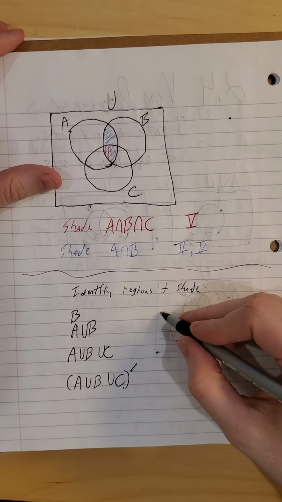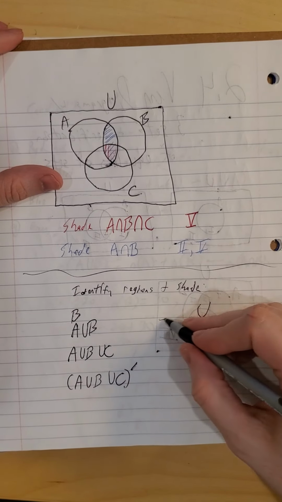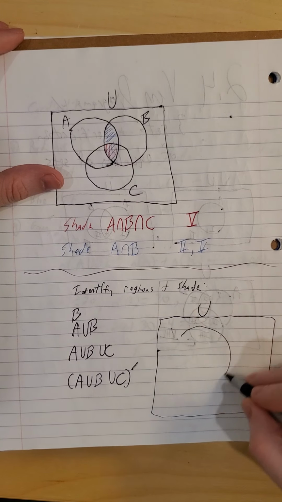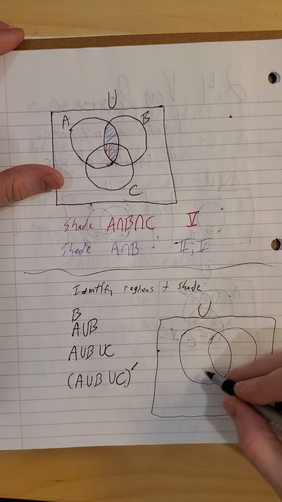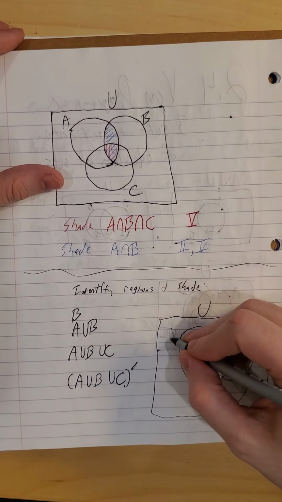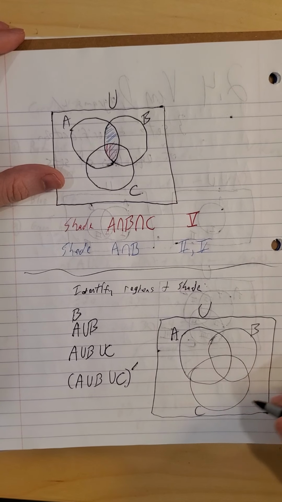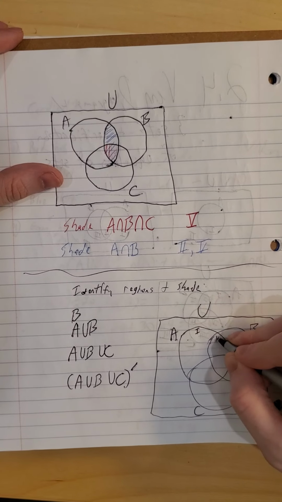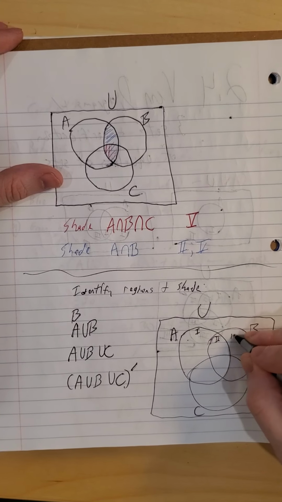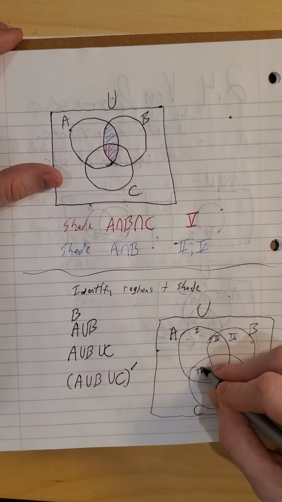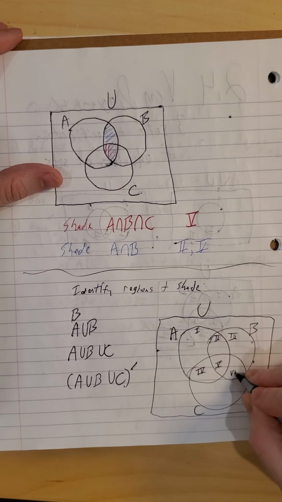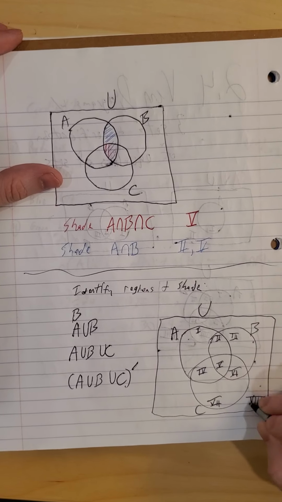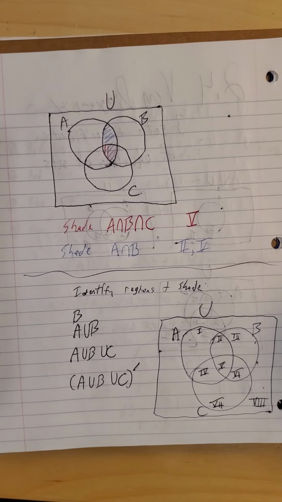Okay, welcome back. So hopefully you paused it and tried it out. If not, go ahead and pause it. We'll make a fresh Venn diagram for this problem. So remember our regions, 1 is A only, 2 is A and B only, 3 is B only, and so on. So regions 1 through 8.